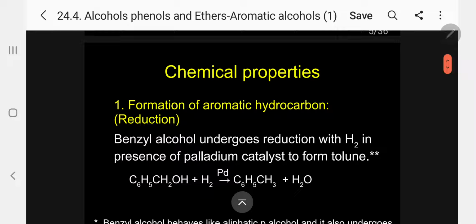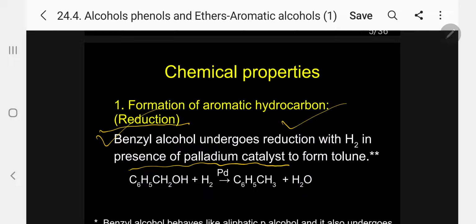So from alcohol, we can easily prepare alkane. What is the method? This is called reduction. So benzyl alcohol undergoes reduction with hydrogen in presence of palladium catalyst to form toluene. Kindly follow. Here, when you treat with hydrogen in presence of palladium, oxygen is removed in the form of water. So here addition of hydrogen is taking place. So reduction, converted into toluene. Kindly follow. So benzyl alcohol is converted into toluene.